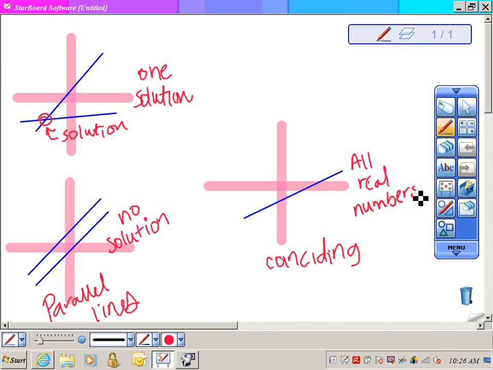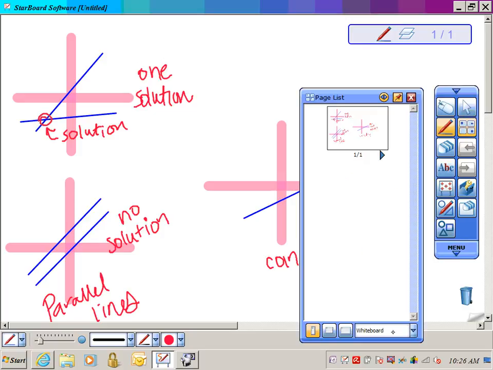No, they don't need to be writing this. Okay, so this is all real numbers. So if it's coinciding lines, they're going to have all real numbers because all the points that they have are in common. Is everybody clear on that? Okay. So back to our note page.